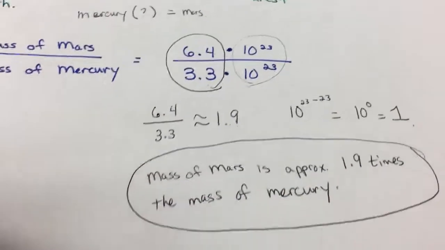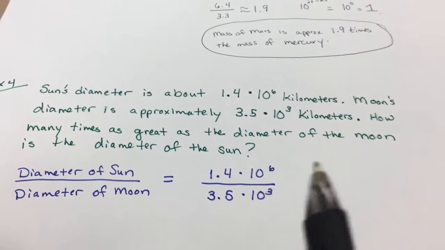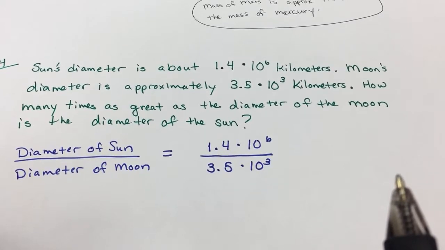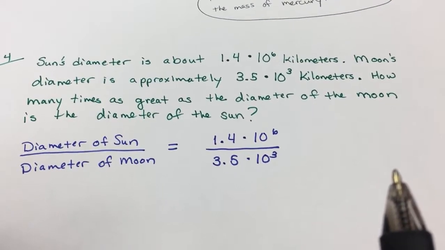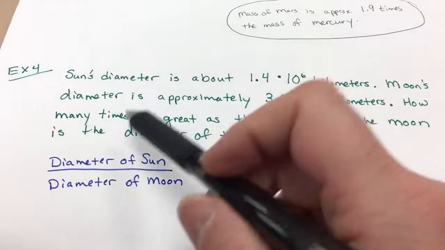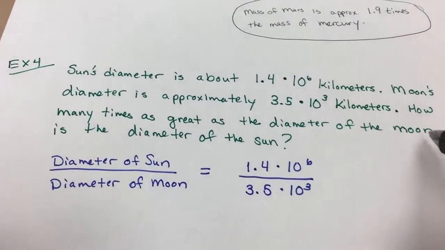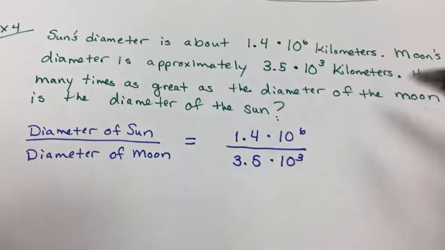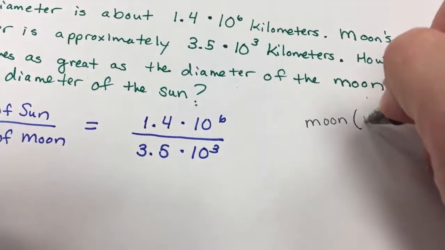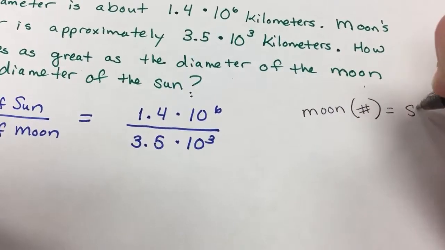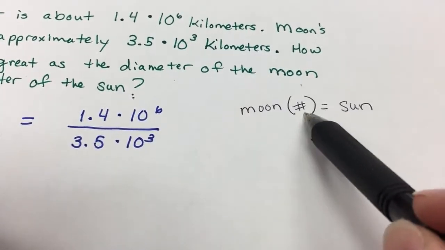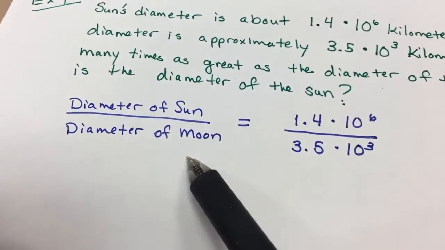Okay, let's take a look at example 4 now. So here's example 4. The sun's diameter is about 1.4 times 10 to the 6 kilometers. The moon's diameter is approximately 3.5 times 10 to the 3rd kilometers. How many times as great as the diameter of the moon is the sun? In other words, if I'm setting this up, the moon times some number has to give me the sun. So now how do I solve? I would have to divide both sides by the moon to get the number by itself. So in this case, the moon goes in the denominator.